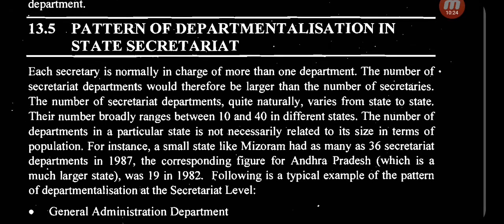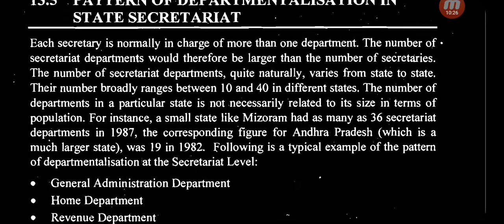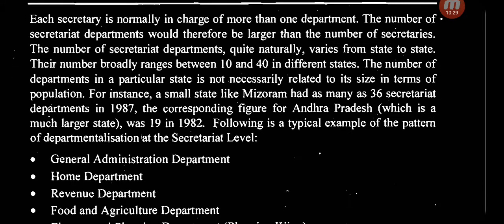Pattern of departmentalization in state secretariat. Each secretary is normally in charge of more than one department. The number of secretariat departments would therefore be larger than the number of secretaries. The number of secretariat departments quite naturally varies from state to state. Their number broadly ranges from 10 to 40 in different states.